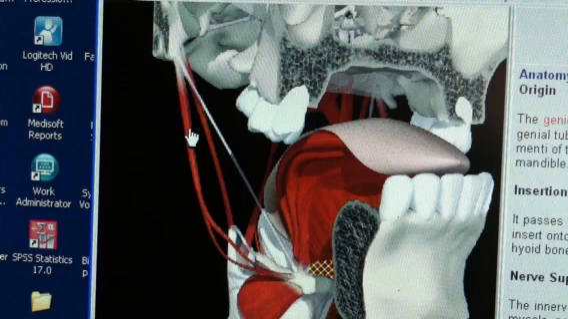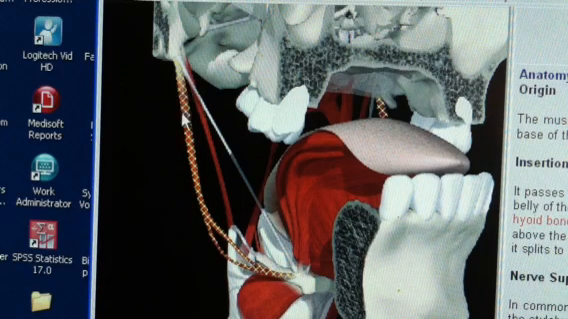All right, first muscle I want to talk about is this muscle here, stylohyoid. Origin is the styloid process of the temporal bone. Insertion is the hyoid bone. All right, next muscle.